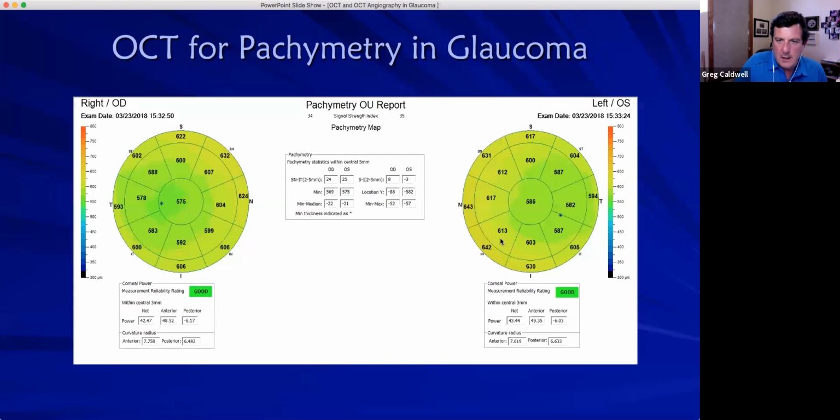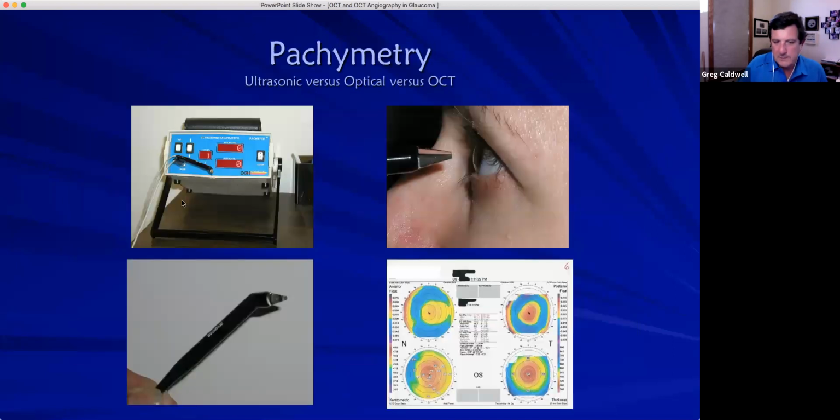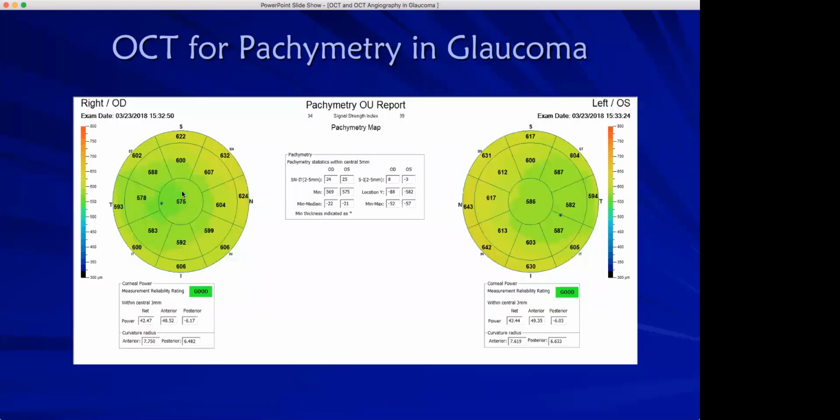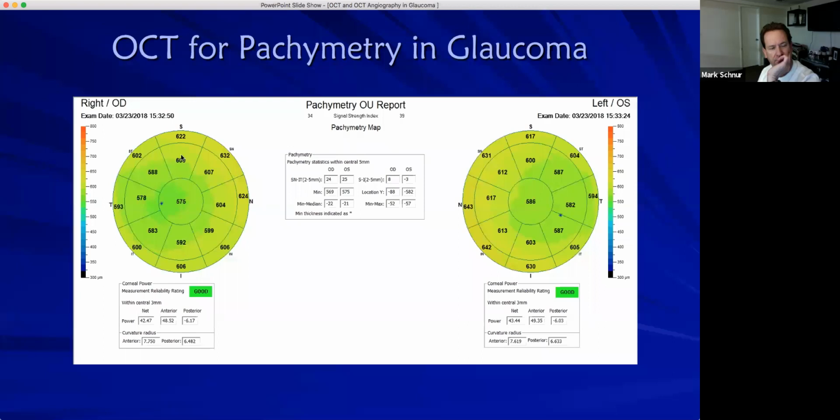And a lot of times when I want to take my pachymetry readings, I'll do both in the practice. I'll use my OCT technology, and you can see here that we get a central thickness, and then there's a bunch of pizza pie measurements going around here, and the little blue dot is the center, actually the thinnest part of the cornea.